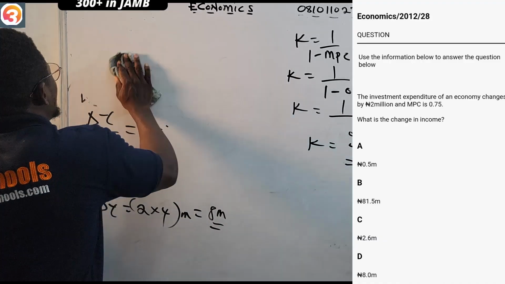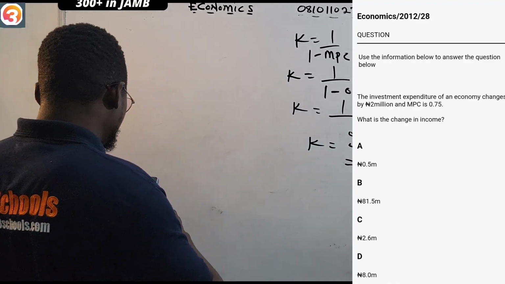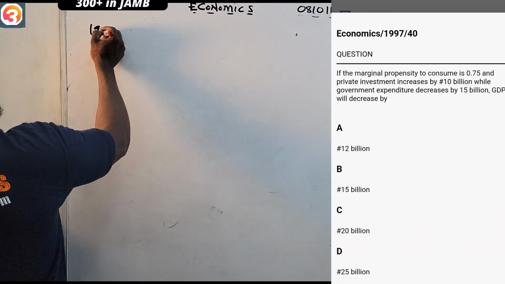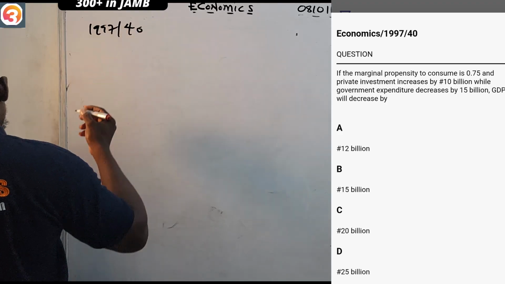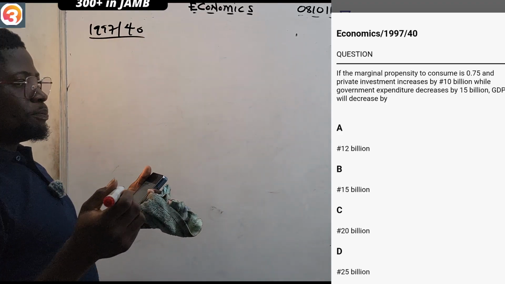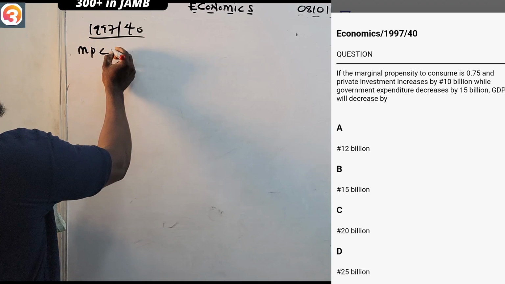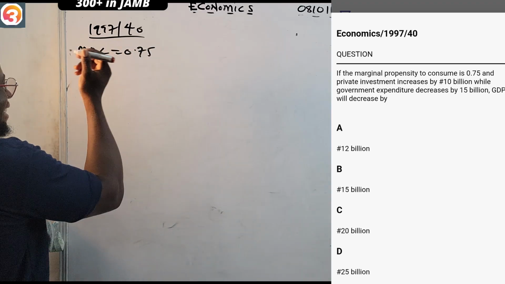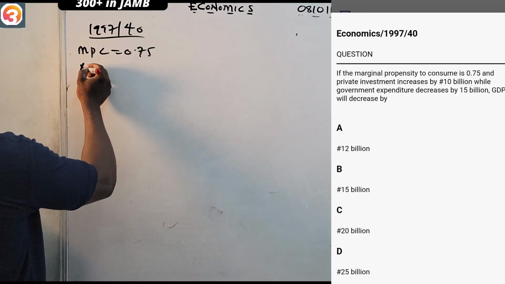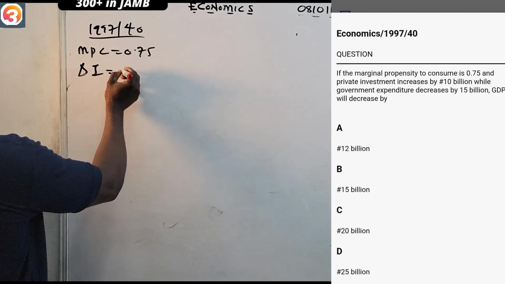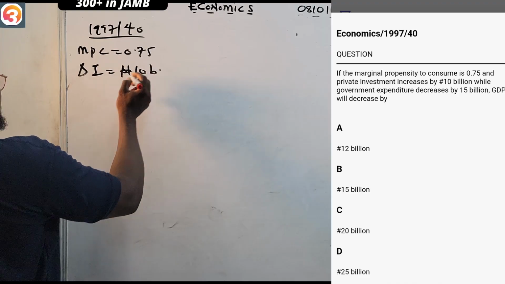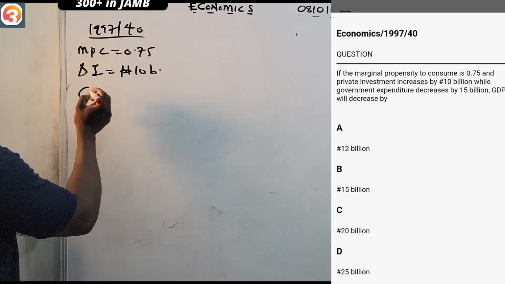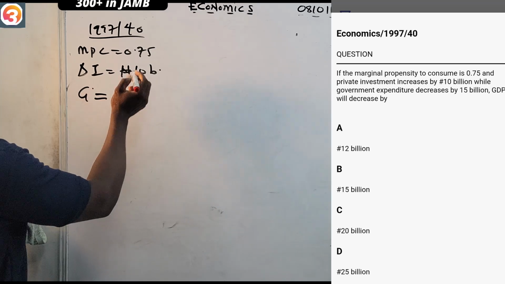So let us see another question. Now let us see the 1997 question, number 40. It says that if the marginal propensity to consume MPC is 0.75 from the question and private investment increases, so the change in investment is 10 billion.